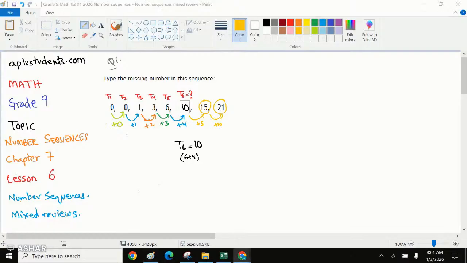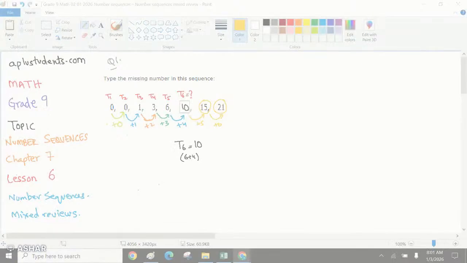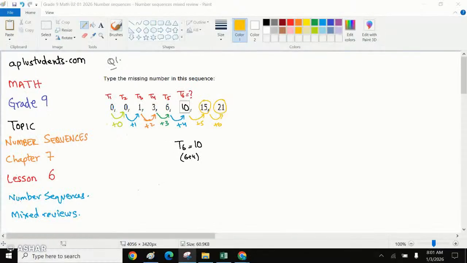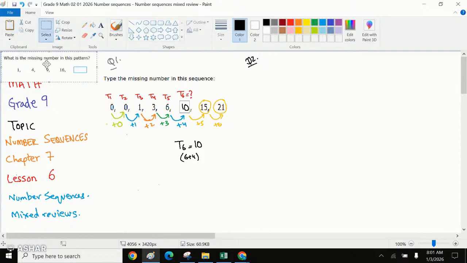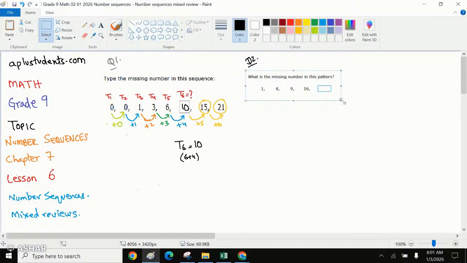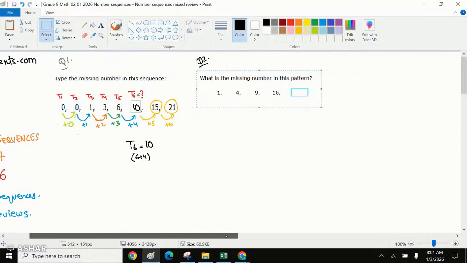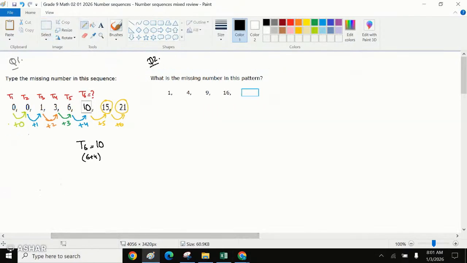So welcome to the class. Let's continue with the questions on sequences. The next question is, what is the missing number in this given pattern? For question number 2, we just did question number 1, and now we're looking at question number 2.